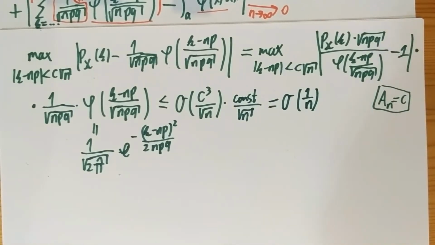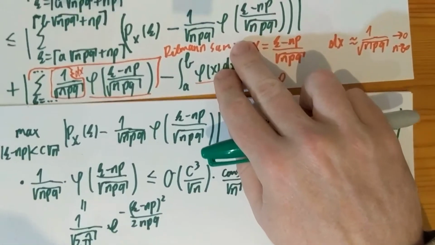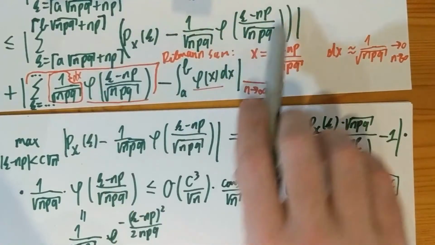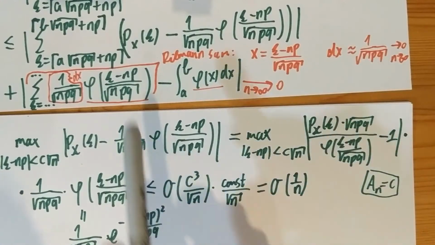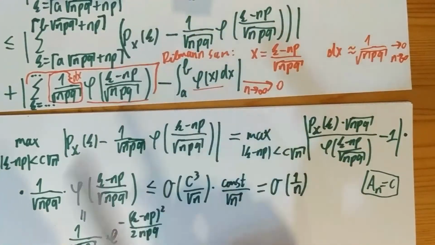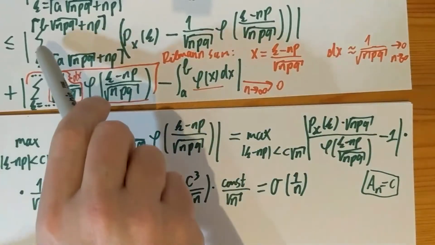We are almost done, because what we showed here is that each of our summands in the first term is in the order of 1 over root n. But we have many of these terms, so we still have to be a little bit careful. How many of these terms do we have in that summation?